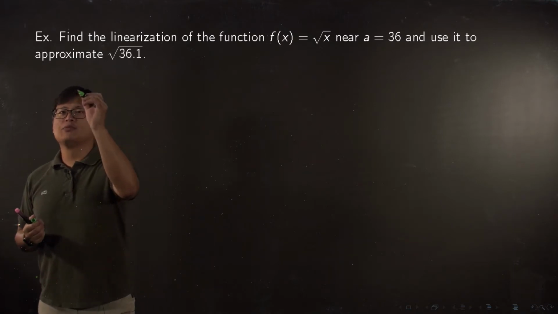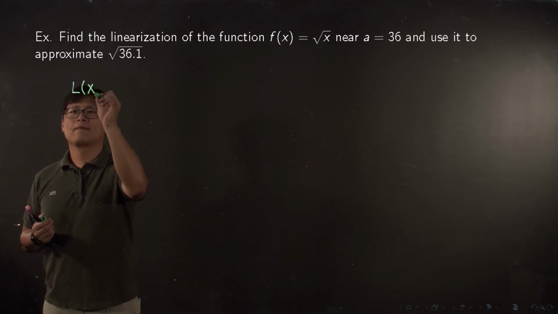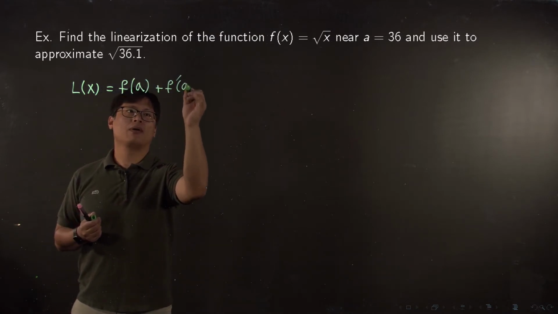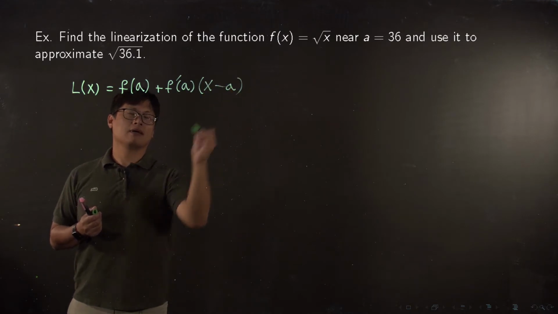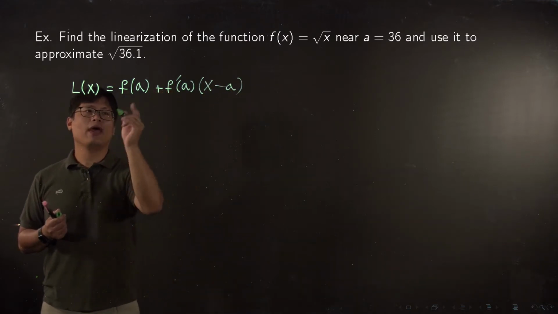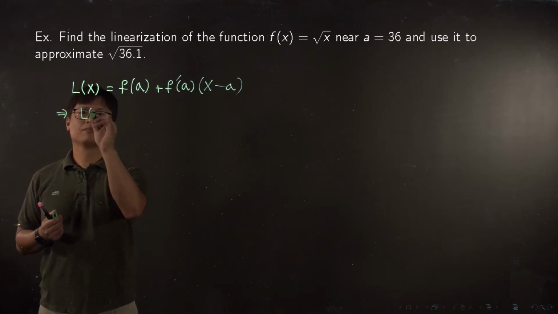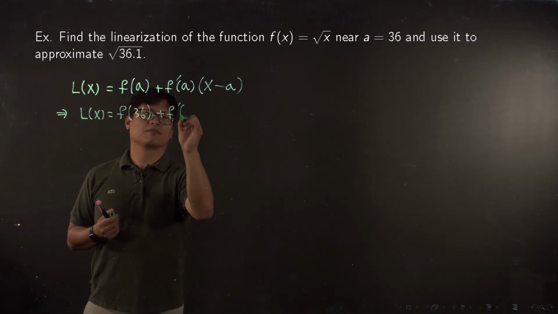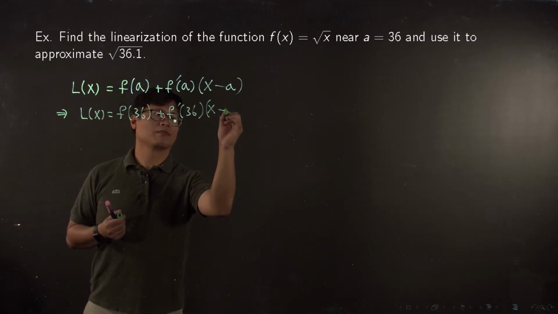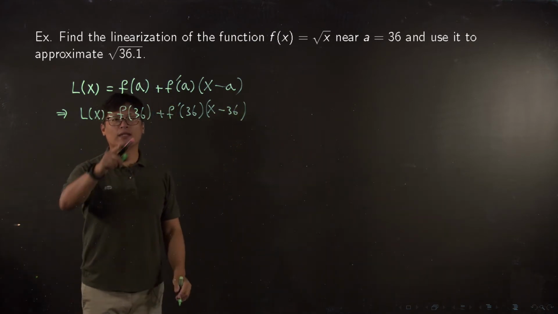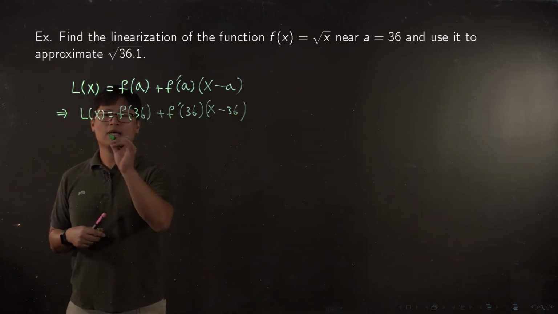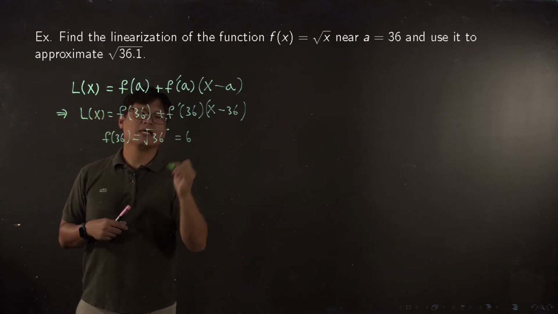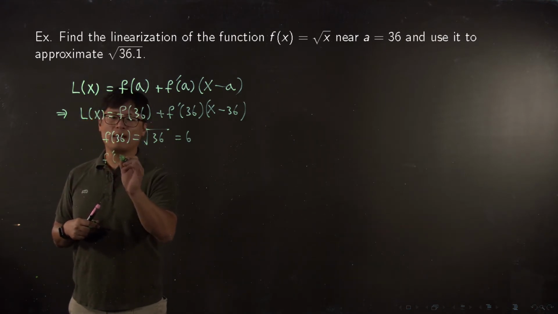So your linear approximation L can be found by f of a plus f prime of a times x minus a, right? And for this case, your a is 36. That's it. So we need f of 36 and f prime of 36. First of all, f of 36, which is square root of 36, that is 6.